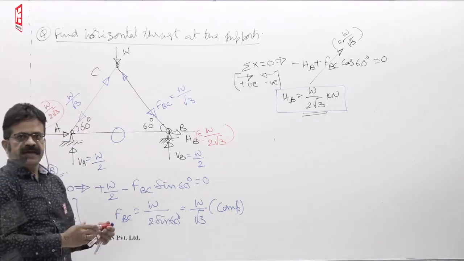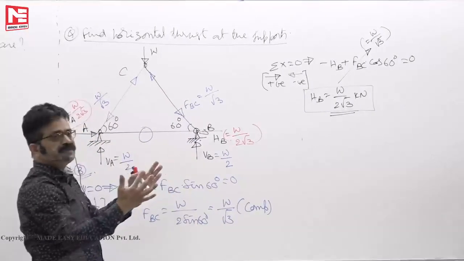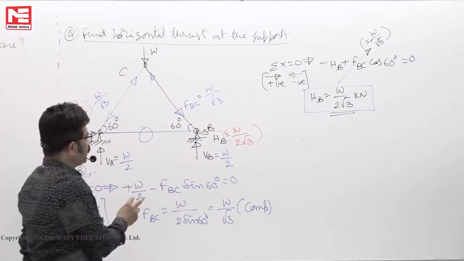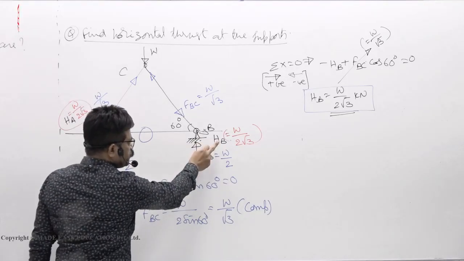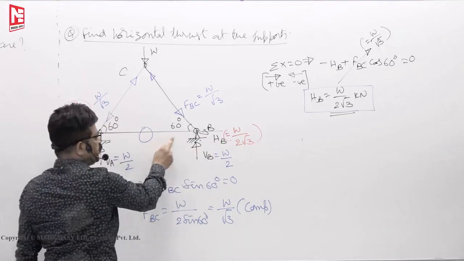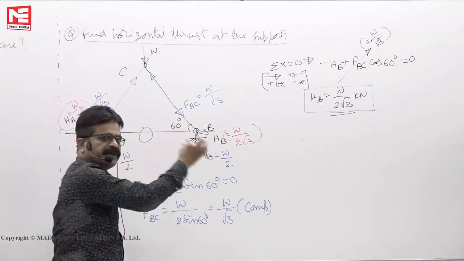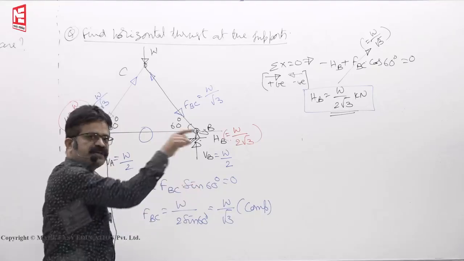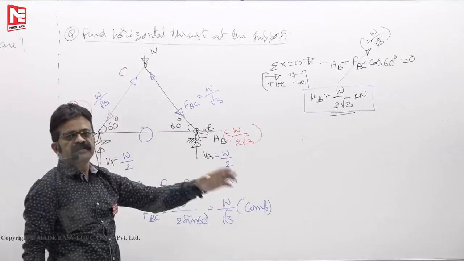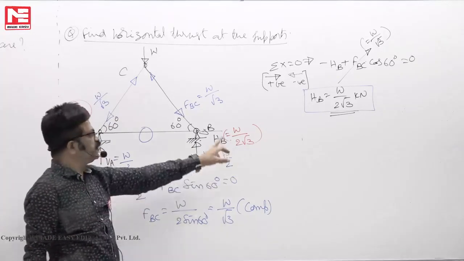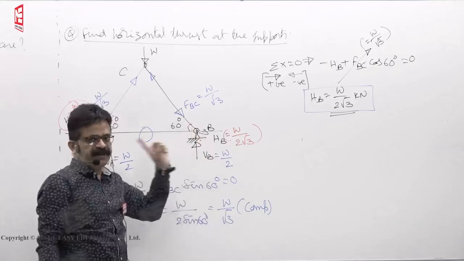Now it looks as if member AB is subjected to a compressive force of W by 2 root 3. But that is not the case. It is 0 only. This W by 2 root 3 force is not acting on this member. It is the force exerted by the triangular plate on the pin. Why will the triangular plate exert force on the pin? Because this member is pushing the pin. So to keep the pin in equilibrium, these two reactions are exerted by the triangular plate on the pin.